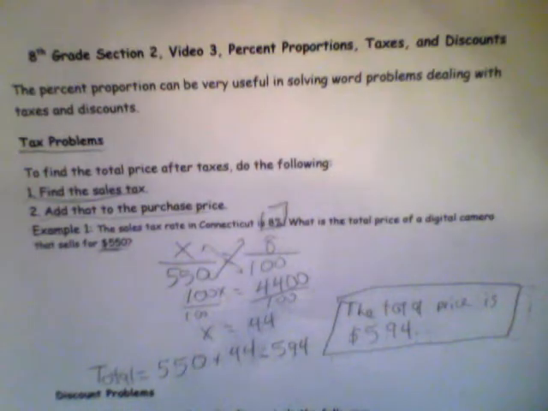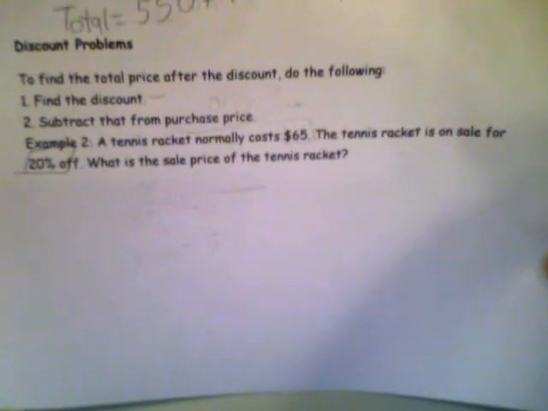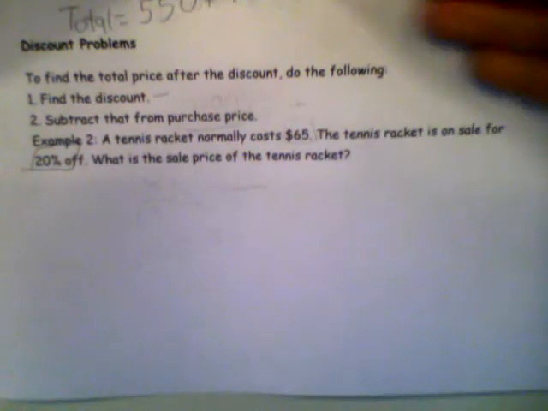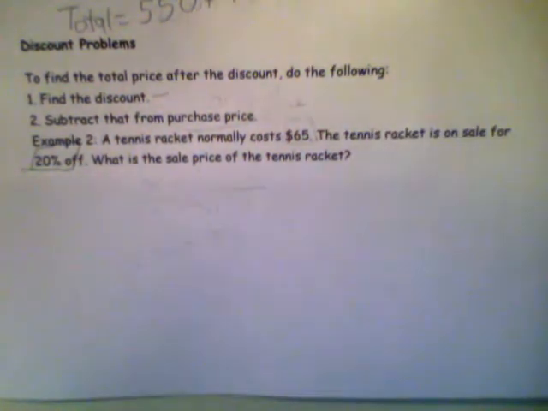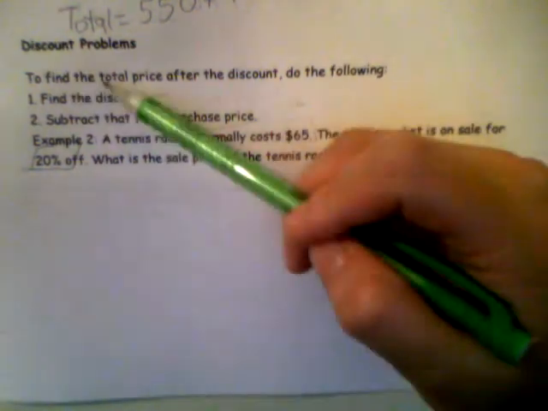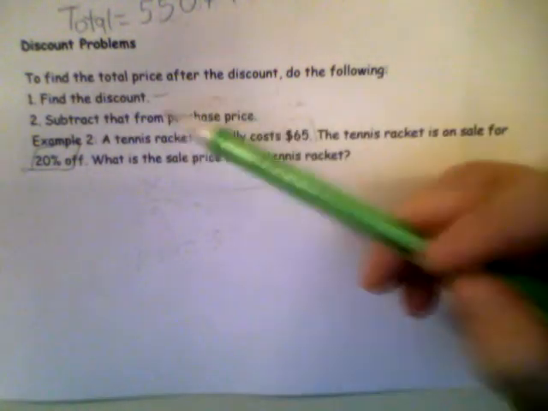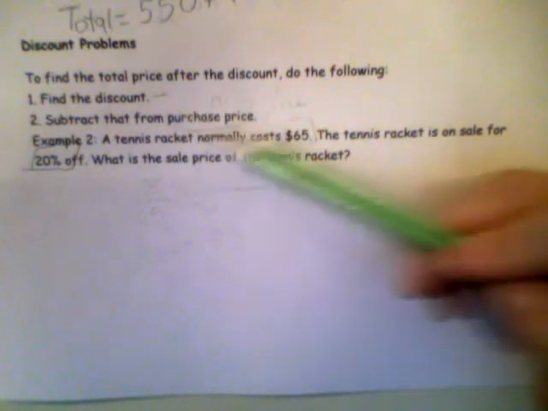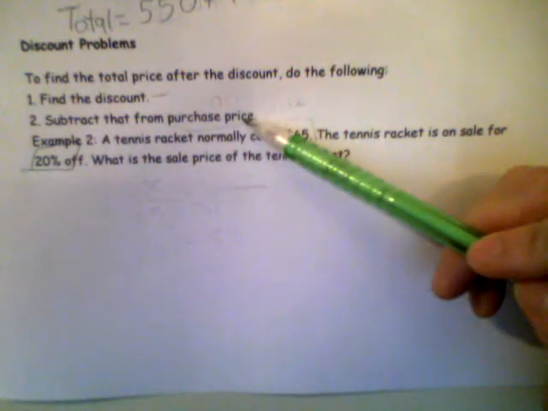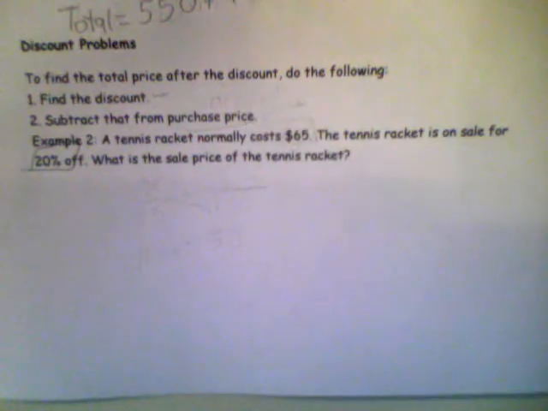Now let's go ahead and try and work a discount problem. The discount problems are pretty much the same as the tax problems, only instead of adding, at the end you're going to subtract. Because with a discount, your final price or your sale price is going to be cheaper than the original price. So to find the total price after the discount, I first have to find the discount, and then I subtract that from the original price or from the purchase price.